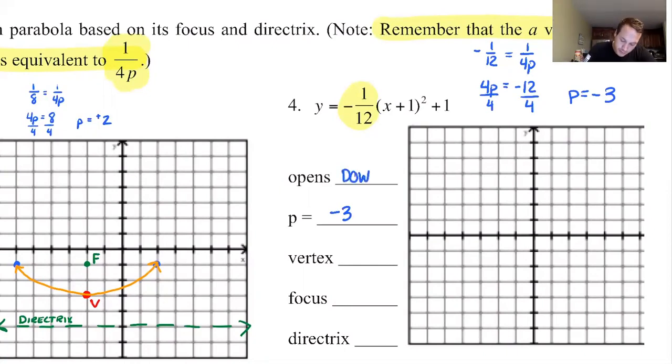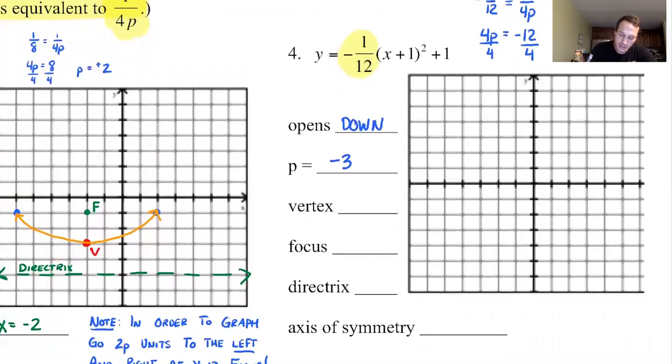This opens down. My vertex, I can get that just from reading. That's negative 1, positive 1. Here's my vertex, always label. My p-value is negative 3. That means that I'm going to go 3 units down for my focus. 1, 2, 3. Here's my focus. That's the point negative 1, negative 2.